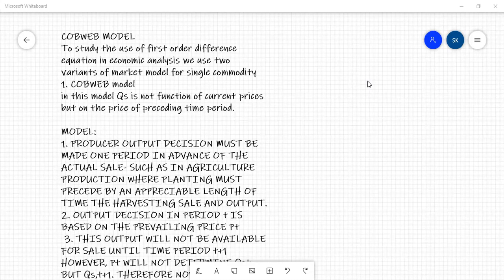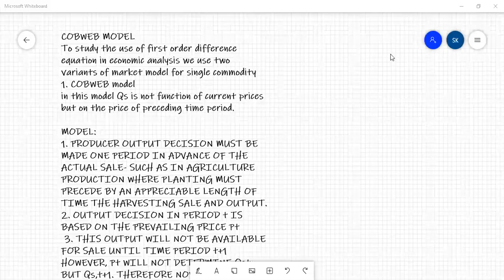So what is the cobweb model? To study the use of first order difference equations in economic analysis, we use two variants of the market model for a single commodity. The first one is the cobweb model, which we will study now, and I'll explain the second one when we study it. In this model, the quantity supplied is not a function of current prices, but depends on the prices of the preceding time period.